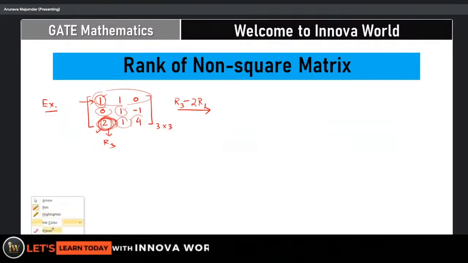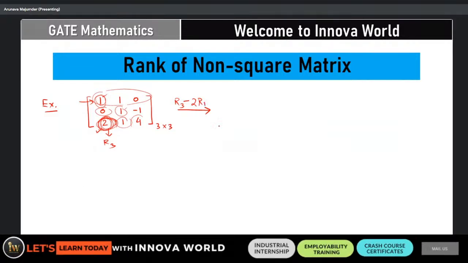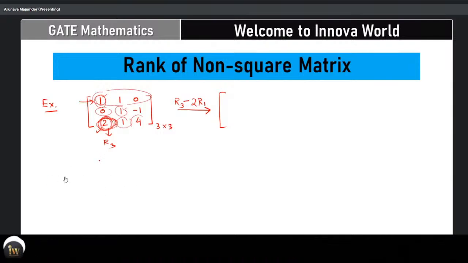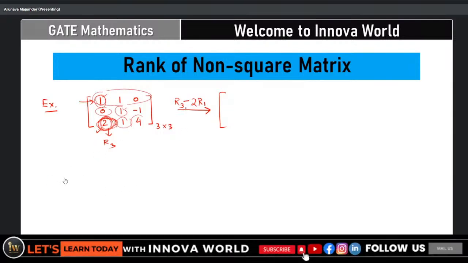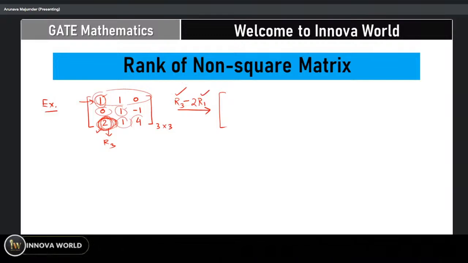Now how will this work? R1. Okay, now look at this. At each and every step I will explain with the calculation also. Now what is the first operation? Row 3, so it means that row 3 minus 2 into row 1.